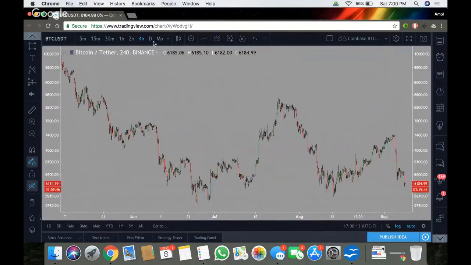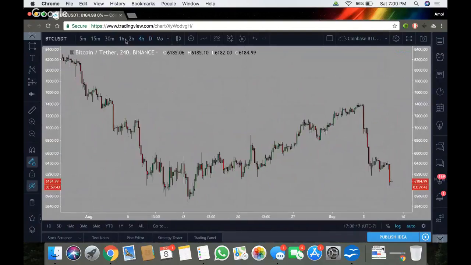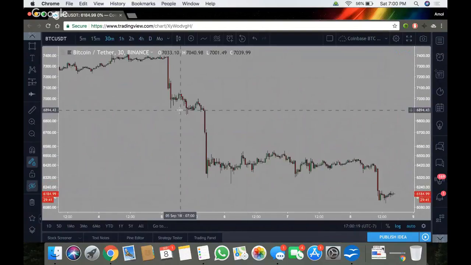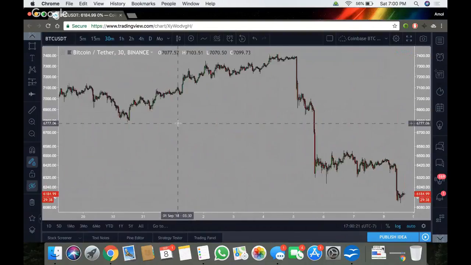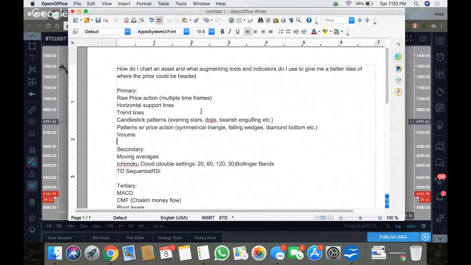I like to look at raw price action. This is the daily chart, and then I like to look at the 4-hour, maybe 1 hour, and sometimes 30 or 15 minutes. It just gives me an idea of multiple time frames and how to look at that. And then I like to use the horizontal support lines. I showed you guys that, trend lines, and then candlestick patterns.